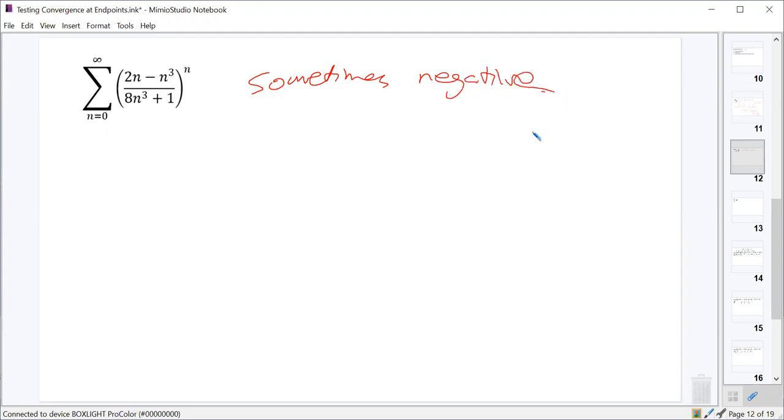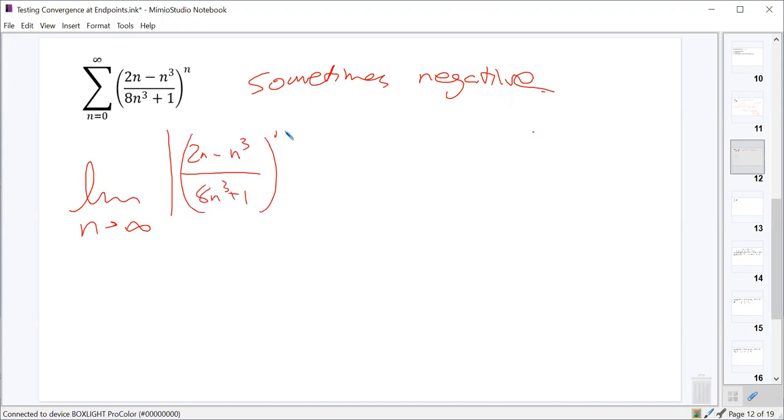We'll look at the absolute value, right? So we're going to do the nth root test. So we're going to say, what's the limit as n approaches infinity of the absolute value of 2n minus n cubed over 8n cubed plus 1, all raised to the power of 1 over n.